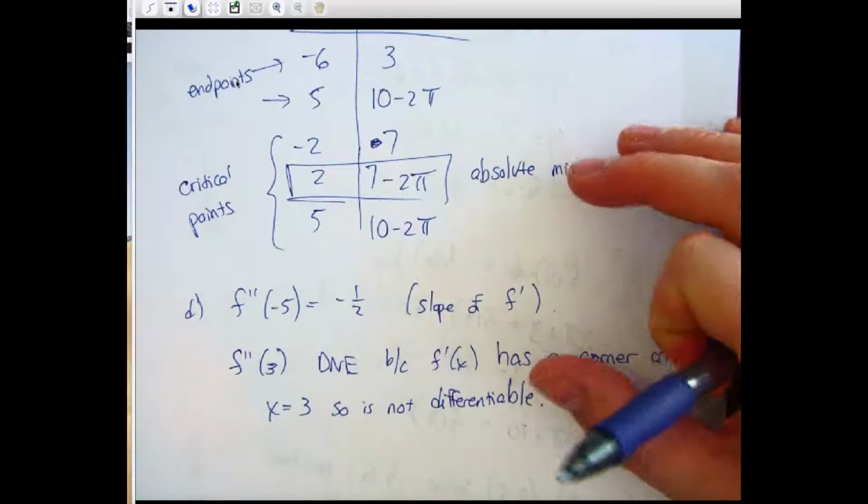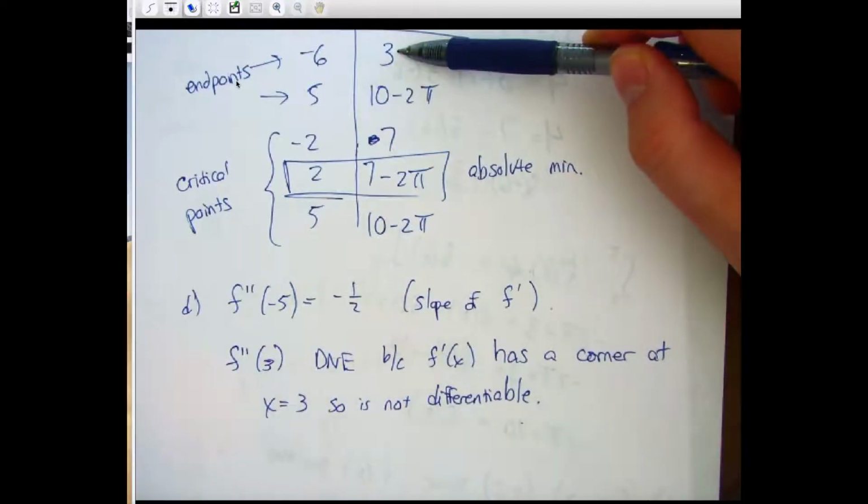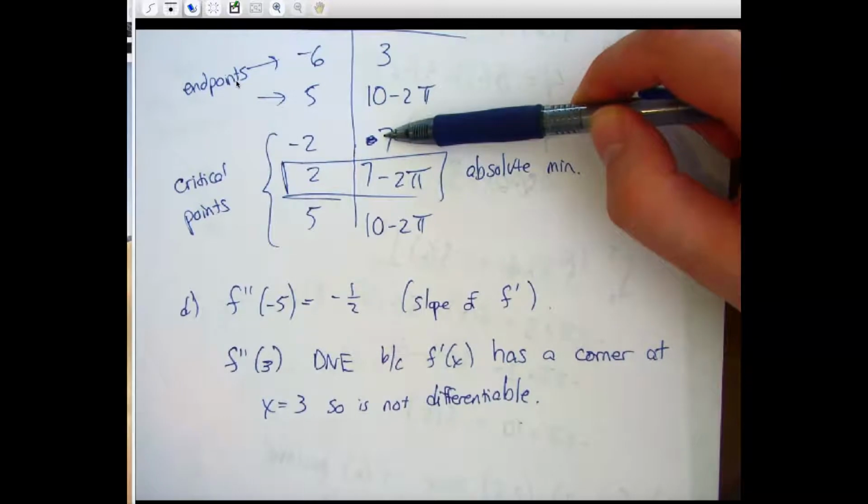And then what I'm doing is finding the y value at each of those spots. Well, we found this one was 3. We found this one already in part B. That's 10 minus 2 pi. At -2, they told us it's 7. That's just the answer.